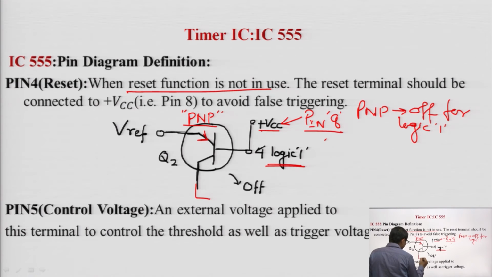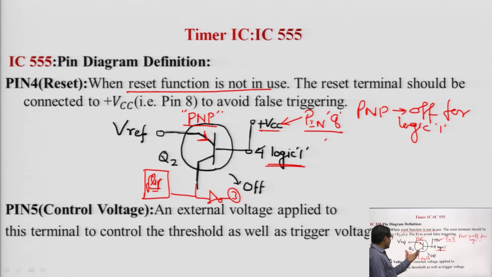Then the output is here. This is the NOT gate, and this is pin number 3. Here is the RS flip flop. Basically, when we connect pin number 4 to pin number 8, we have shorted pin number 4 to pin number 8. The output will not be affected through pin number 4. It will not disturb the output of the IC 555 timer.